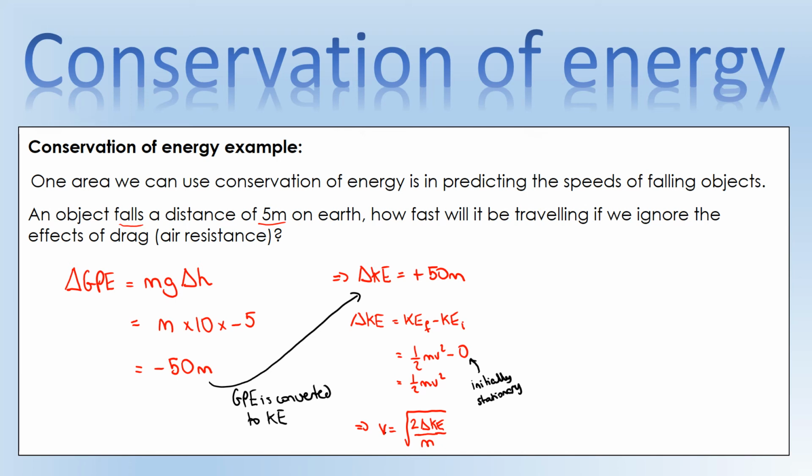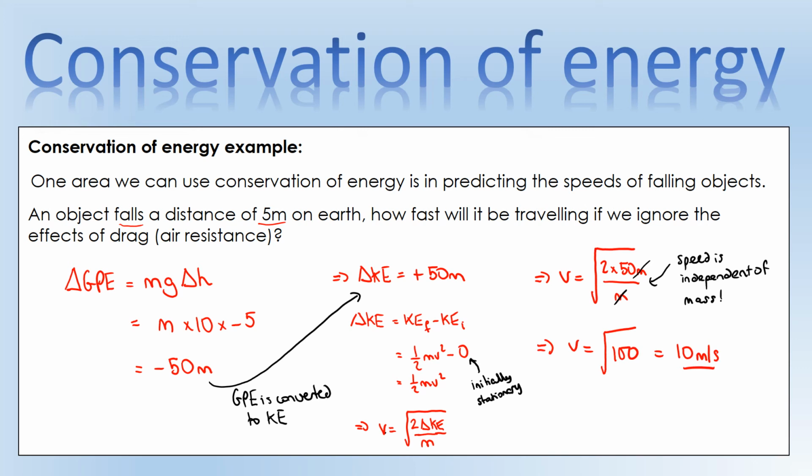So the final step is we can actually plug some numbers in. We're going to put 50m in for the change in kinetic energy, because that's what we've got here. And this is why we can see we didn't need the mass, because you see the masses cancel out, so the speed of the object is independent of mass. It doesn't depend on mass. And then we calculate it. That gives us a final speed of 10 meters per second once it's fallen 5 meters. Okay, so that's one example of it.